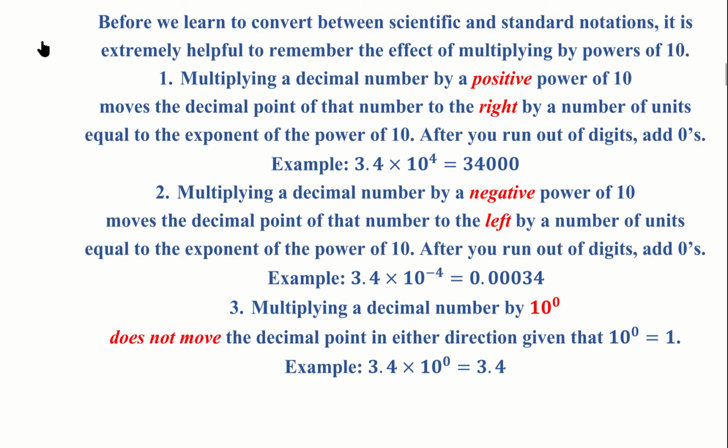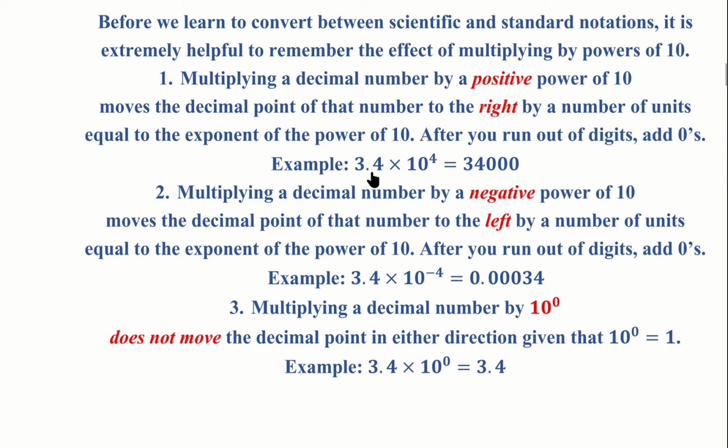If you noticed the numbers that we saw in scientific notation, they all had a power of 10 involved in them. So in order to better understand how to convert into scientific notation, we should remember what multiplying by powers of 10 does. If you remember, multiplying a decimal number by a positive power of 10 moves the decimal point of that number to the right. By how many places? Well, by exactly as many places as the exponent of the power of 10.